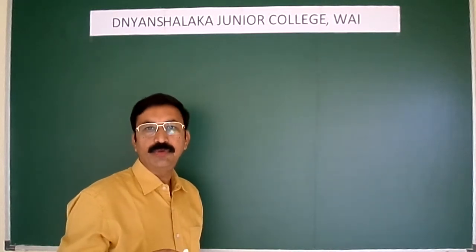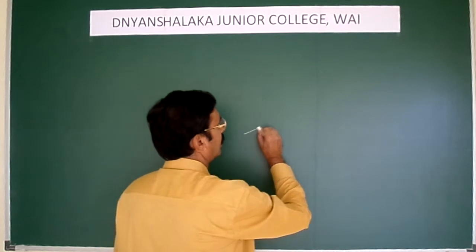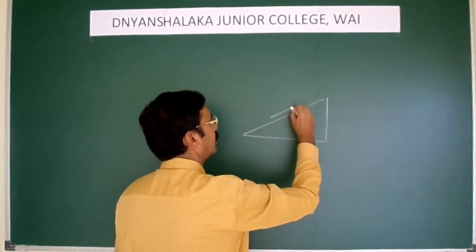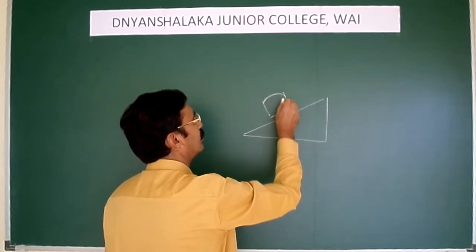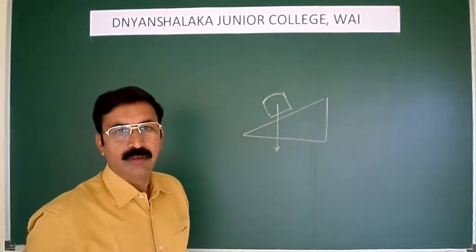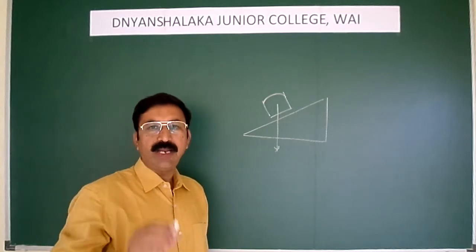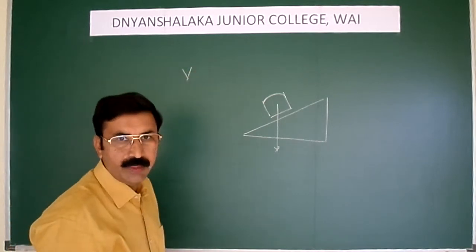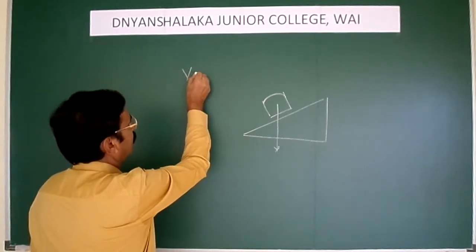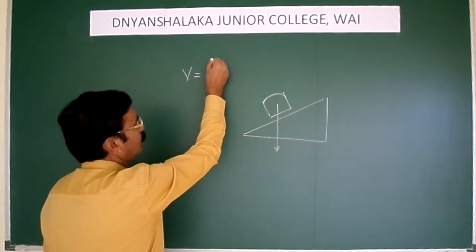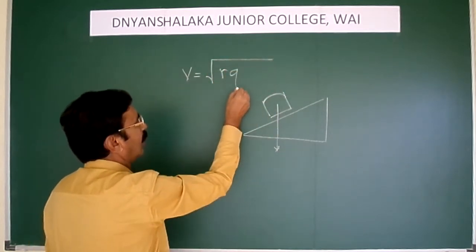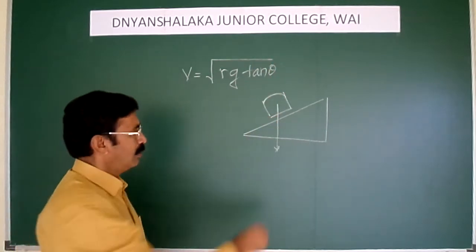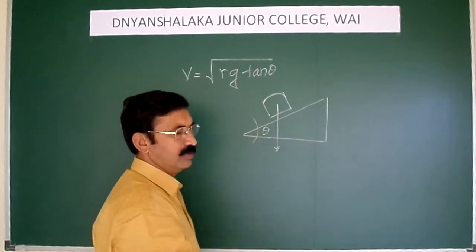When a vehicle moves on a curved banked road, the required safe speed V is equal to under root Rg tan of theta, where theta is the angle of banking.